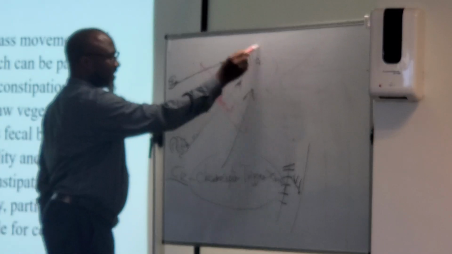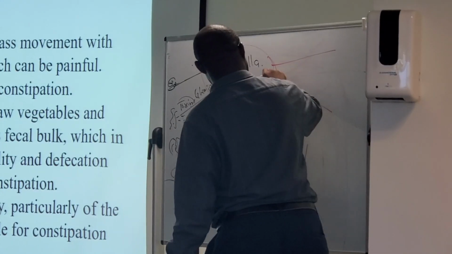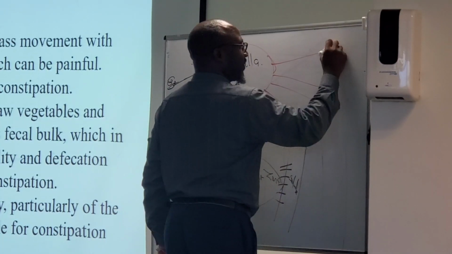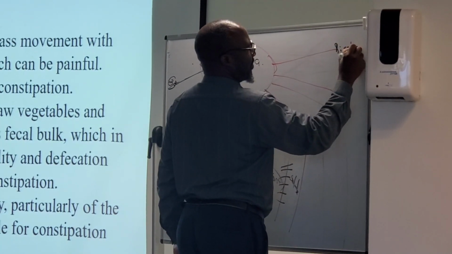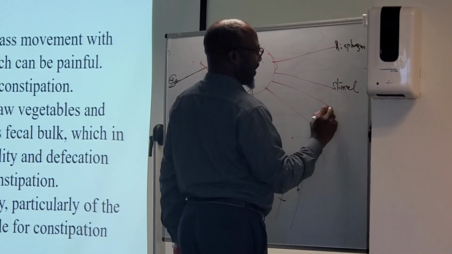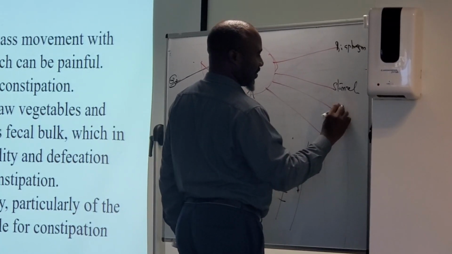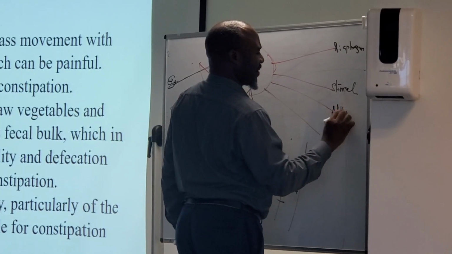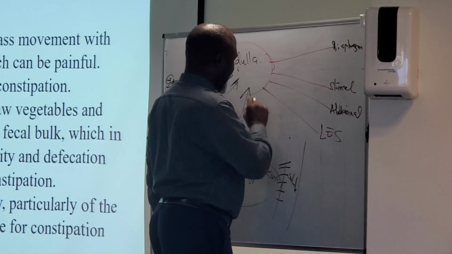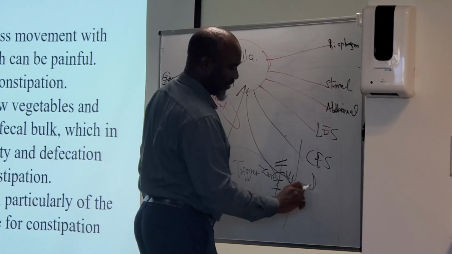And then when the medulla receives this, it sends out motor fibers to some muscles. One, the diaphragm. Two, the stomach. Three, the abdominal muscles. Four, the lower esophageal sphincter. Five, the cranial esophageal sphincter. Six, the duodenum.